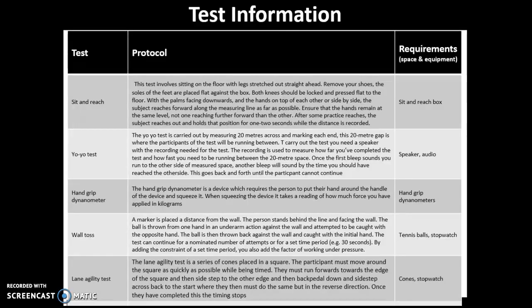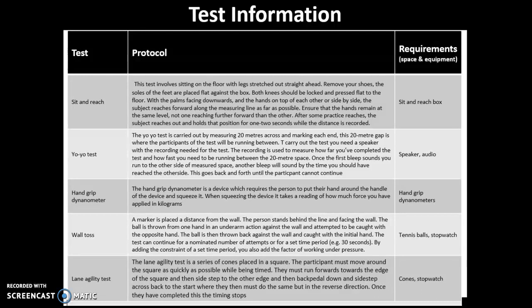So I plan to do 6 tests on my client, which were sit and reach test, the yo-yo test, hand grip dynamometer test, the wall toss test, and lane agility test. So the sit and reach test was flexibility. The yo-yo test was aerobic capacity or VO2 max. The hand grip dynamometer test was strength, and the wall toss test was hand-eye coordination, and the last one, the lane agility test, was obviously agility.